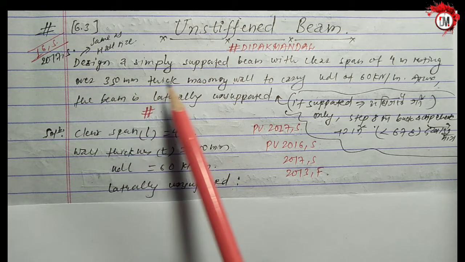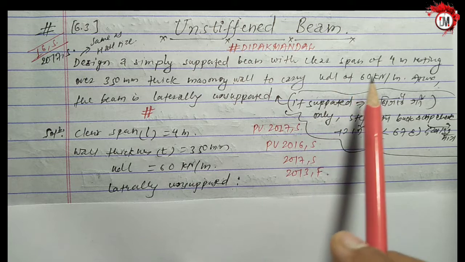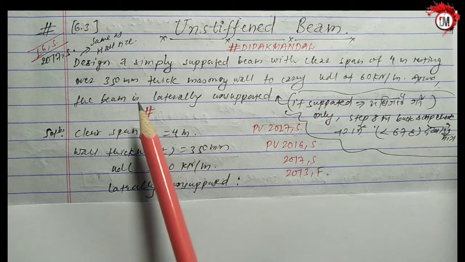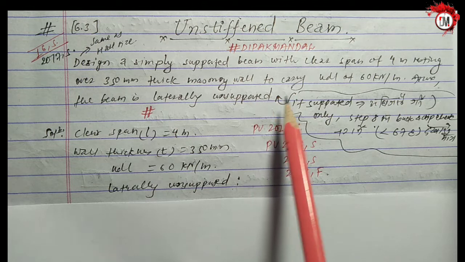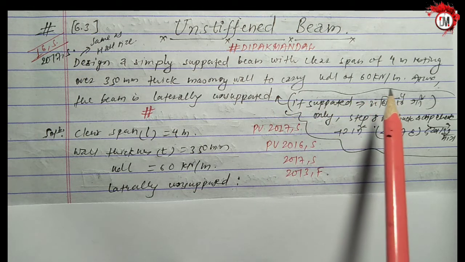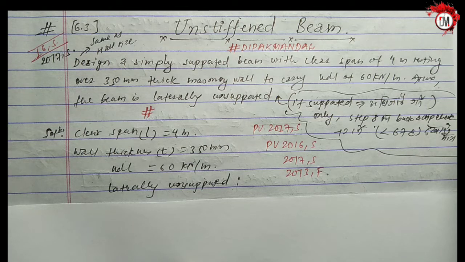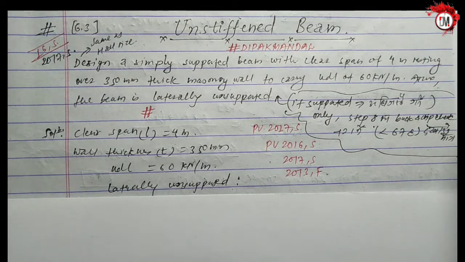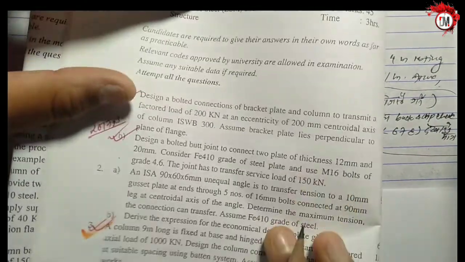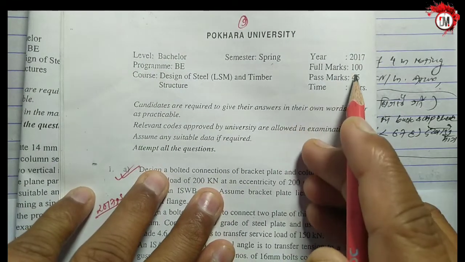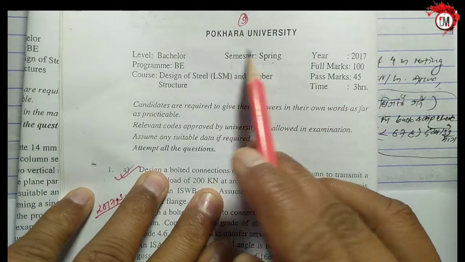The question is: design a simply supported beam with a clear span of 4 meters resting over 350 mm thick masonry wall to carry a UDL of 60 kilonewton per meter. Assume the beam is laterally unsupported. If you have the question paper, then you can match the question. I have the question paper, so I can show you. You can see here, this is the question paper of 2017 spring of Pokhara University.